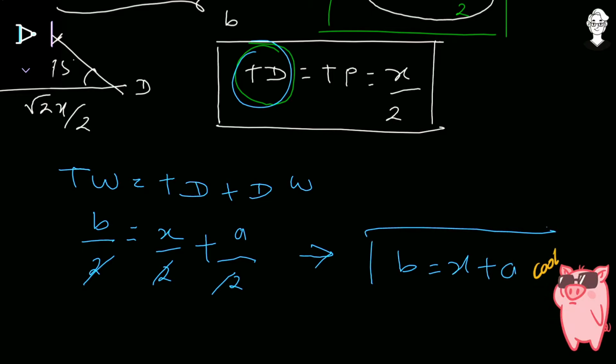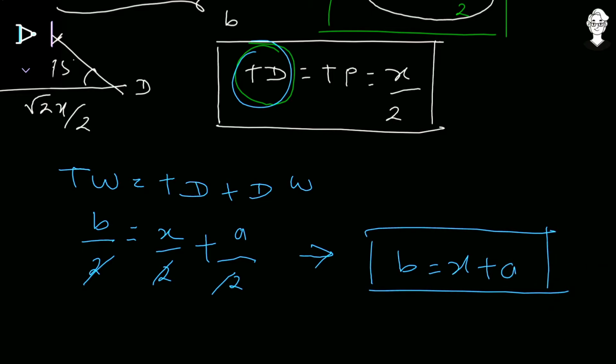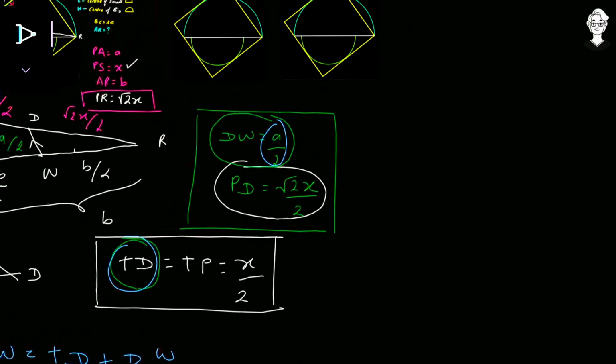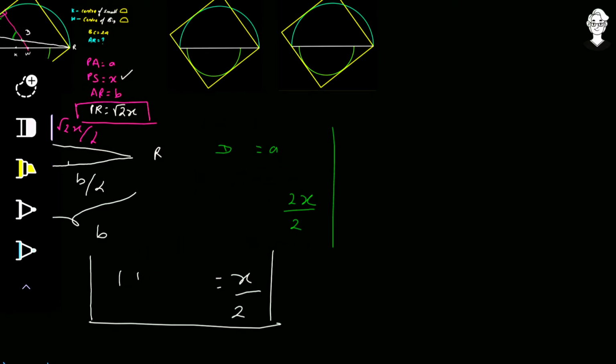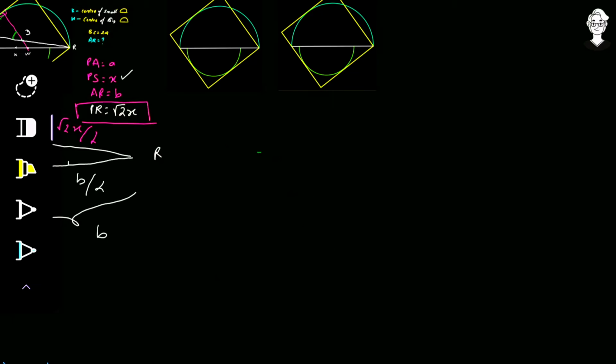As I told you in the beginning, when we have a nice relation between the variables, the question can be solved very easily. So what we did is just derive a beautiful relation between the three variables b, x and a. Now, utilizing this second diagram, removing these extra things from here, remember that equation, b is equal to x plus a.